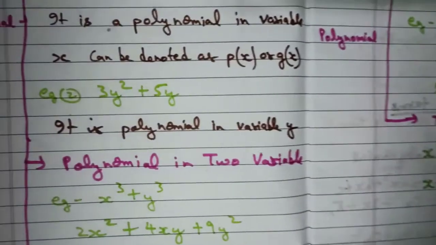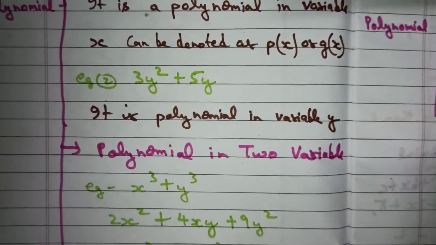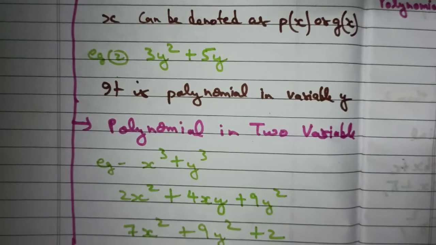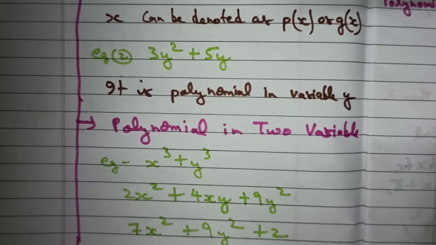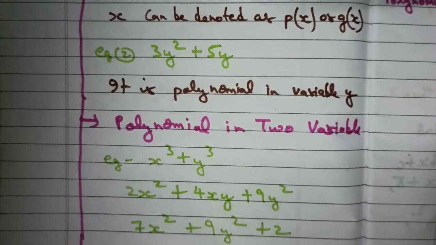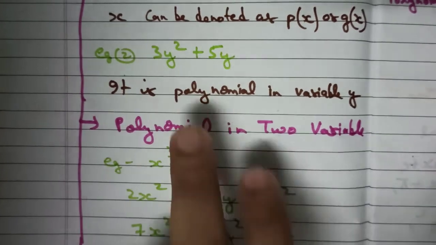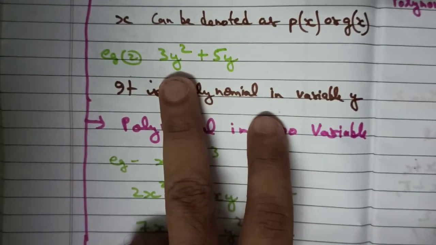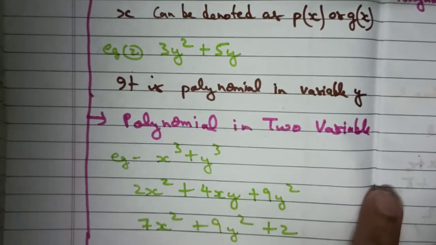Similarly, 3y square plus 5y is also a polynomial in one variable. This is a polynomial in variable y. Y is the only variable in the polynomial, 3y square plus 5y, like that.